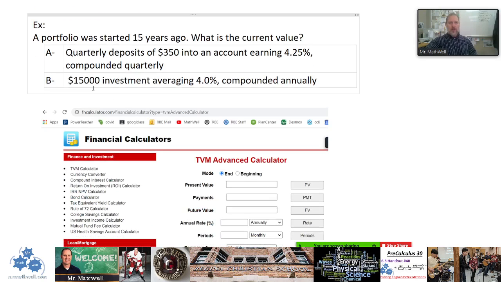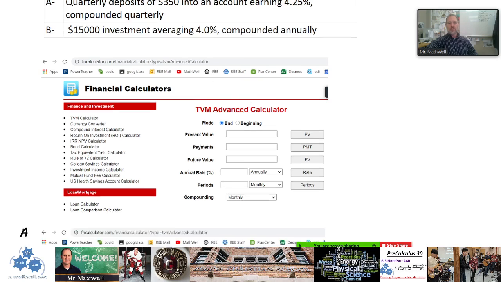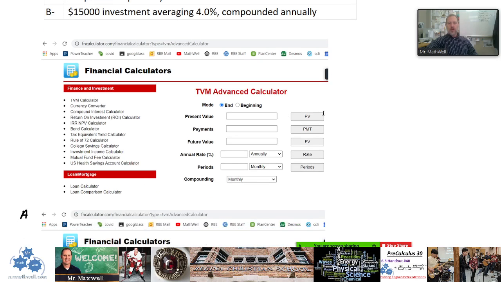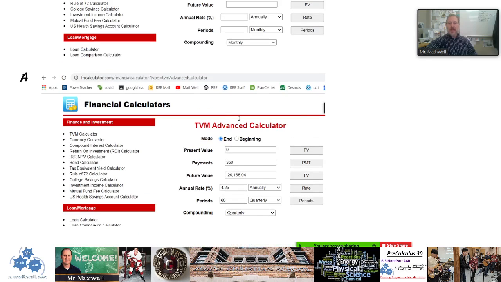So what I would do is use this financial calculator that we just talked about in the previous lesson. Again, this is fncalculator.com, and you can find this. It's available to anyone online there. And I would use this to find out what's going on with each of these deposits, A and B. So just to make this lesson a little more streamlined, I think I've actually done that for A anyways.